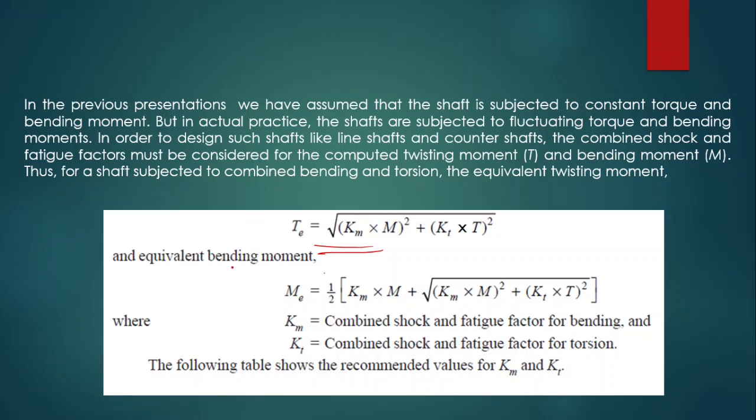And equivalent bending moment Me is equal to half into, in bracket, Km into M. That means Km, the combined shock and fatigue factor for bending, into bending moment, plus root of (Km into M) whole square plus (Kt into T) whole square. Then from the following table we can select Km and Kt.